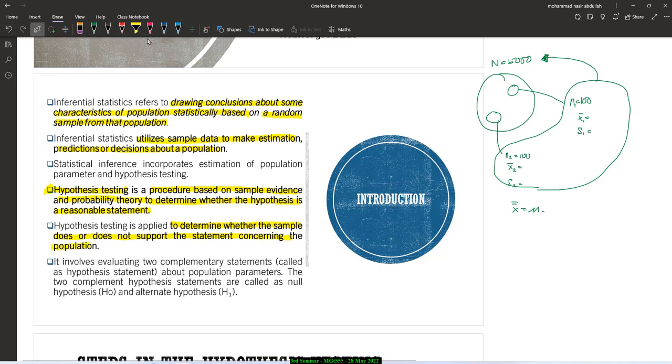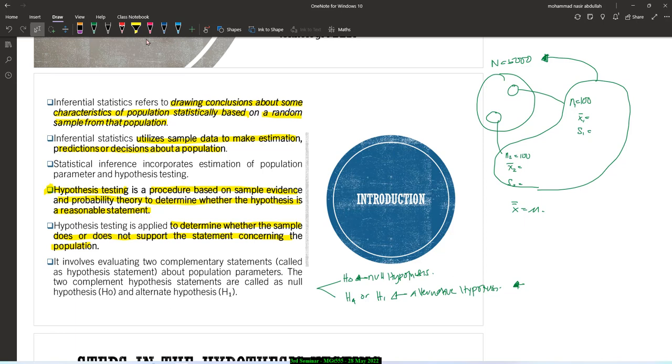Right, hypothesis testing is to determine whether the sample does or does not support the statement concerned about the population lah. So in hypothesis testing, we have two statements, right? So the first statement is null hypothesis. This is what we call as null hypothesis. So H null, H naught. Another one is HA or H1. This is what we call as alternative hypothesis. So alternative hypothesis is the claim made by researcher lah, or made by company.